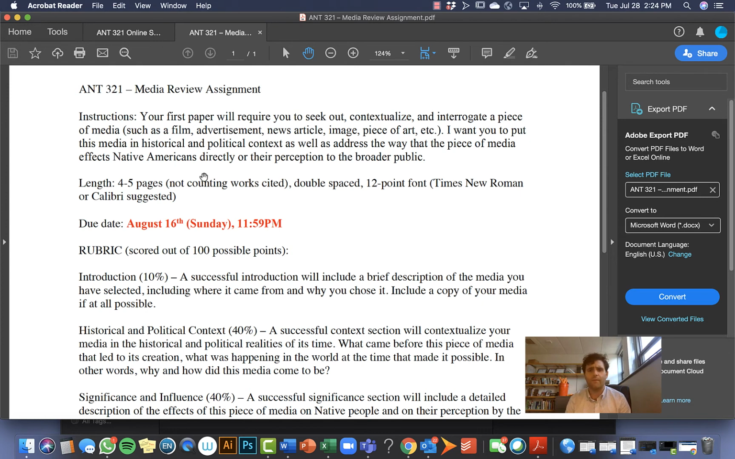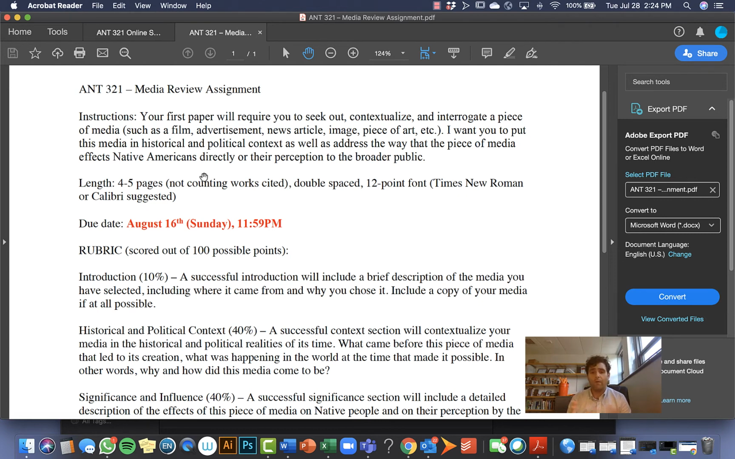But you want to pick something that relates to the course. So some kind of media representation of Native people or self-representation, but that has to do with one of the topics discussed in the course. Maybe it's gender, maybe it's race, maybe it's sovereignty issues, maybe it's religious issues, whatever. Go through the modules, take a look, something you're kind of interested in, something that gets you interested. Pick that if you can.